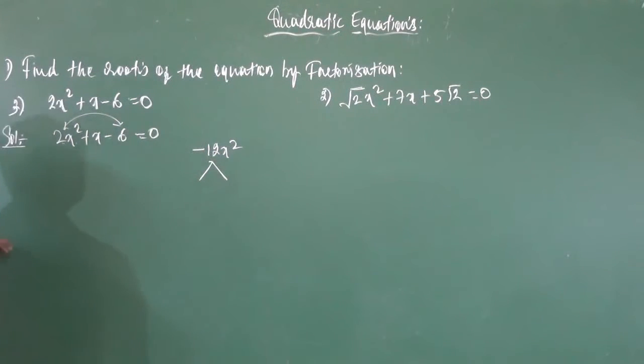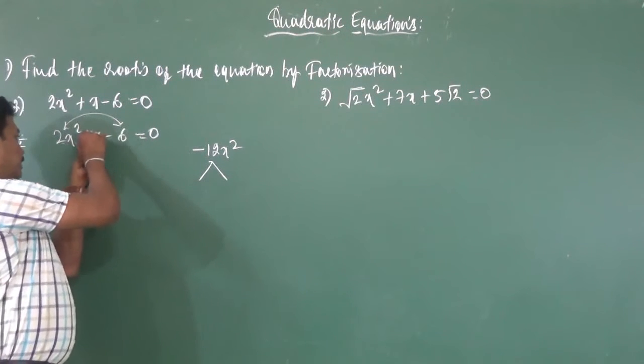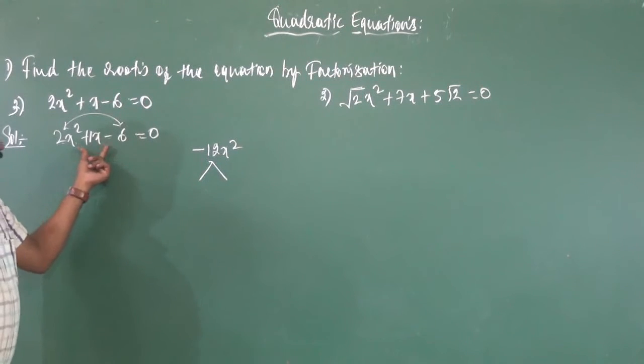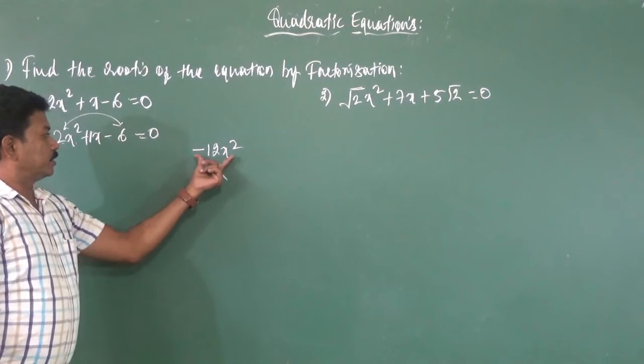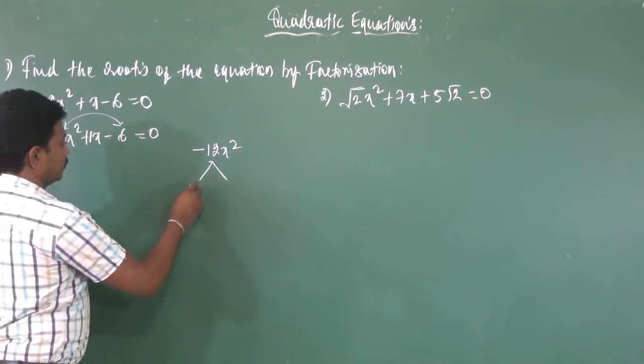You have to split this into two terms in such a way that the sum of these two terms should give you plus 1x. If nothing is the coefficient of x, then it is understood it is 1. Then the product of these two terms should give you minus 12x square. So let us search for it.